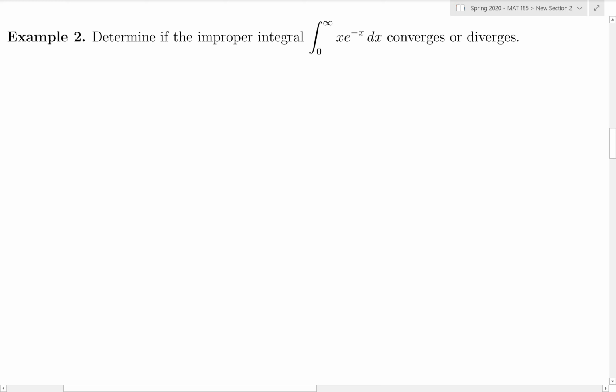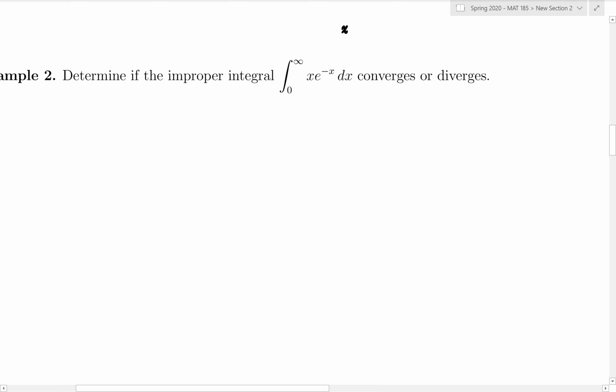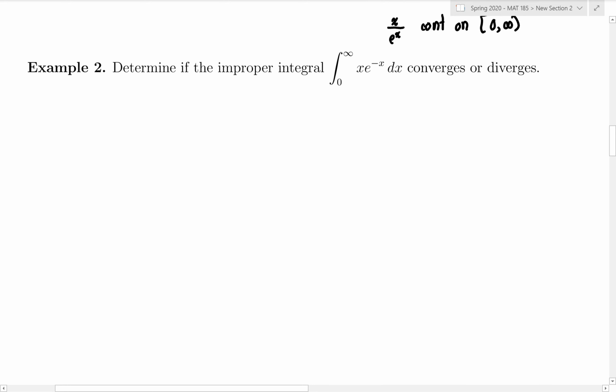Type 1 means we have a continuous function over this interval, but the interval is infinite. And that the interval is infinite is clear. As for whether it is continuous or not, we can write this as x over e to the x. Both of these functions are continuous. So the only way this function would be discontinuous is if the denominator was equal to 0. However, since the exponential is never equal to 0, this thing is continuous here. So on 0 to infinity, this function is going to be continuous. All right, so we have an improper integral of type 1.